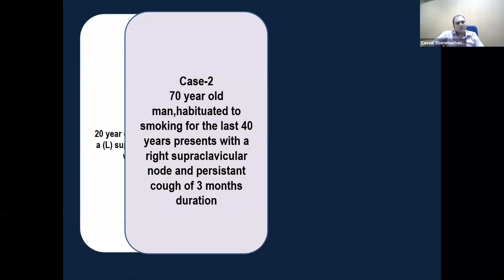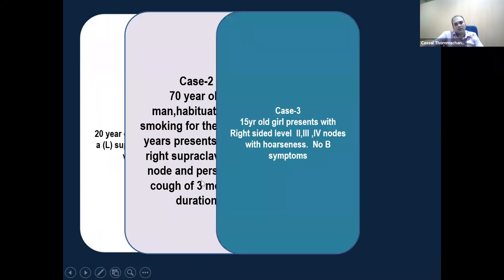This we have discussed. A 70-year-old male, habituated to smoking for the last 40 years, presents with a right SCF node and persistent cough of 3 months duration. You have to evaluate and look for clubbing. You have to do an FNAC and a CT thorax. Never do an endoscopy first, sorry, nasal endoscopy or evaluation of the larynx first. Most probably this patient will have a CA lung.